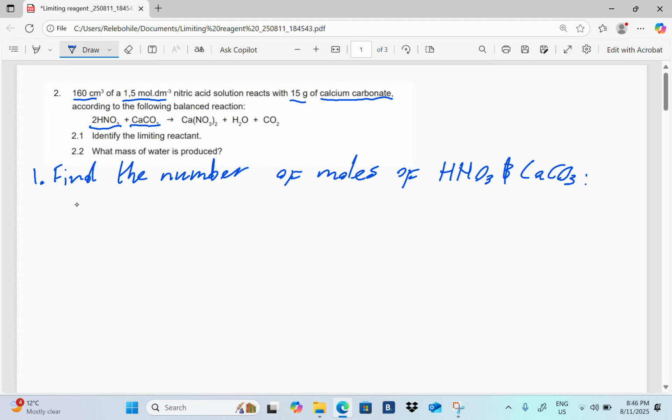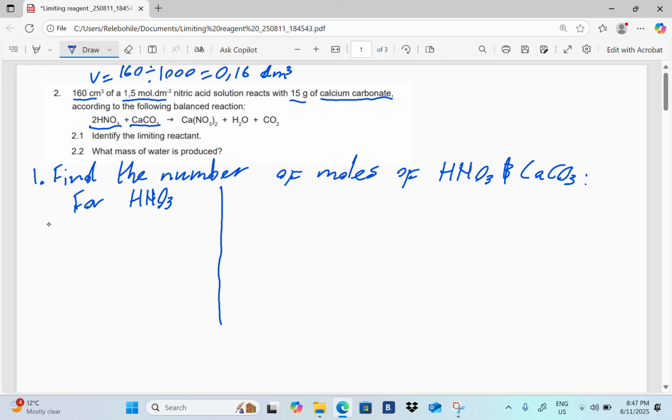I'll start with nitric acid, which is HNO3. For nitric acid, I see I'm given the volume, which I have to convert first. So V is equal to, because it's in cm³ and I want it in dm³, I will take the 160 and divide it by 1,000. The answer I get is 0,16 dm³. So that's my volume when converted to decimeter cubed.